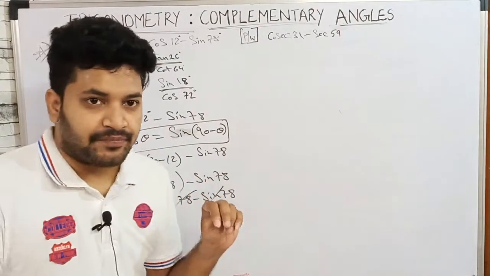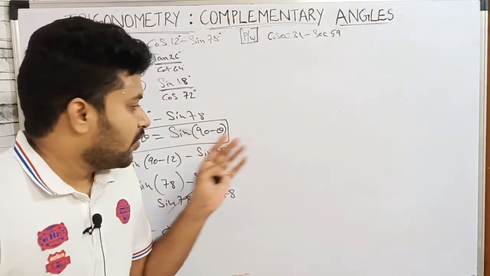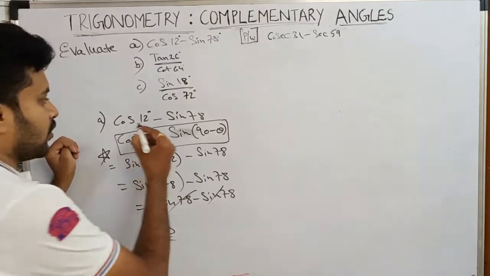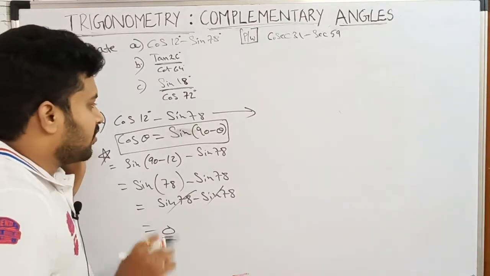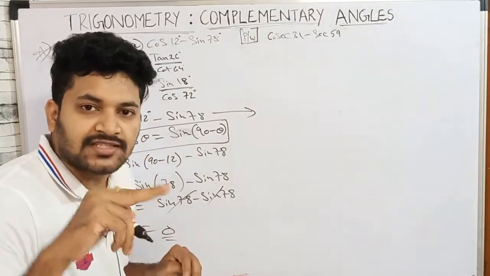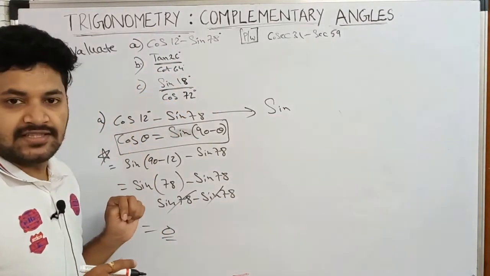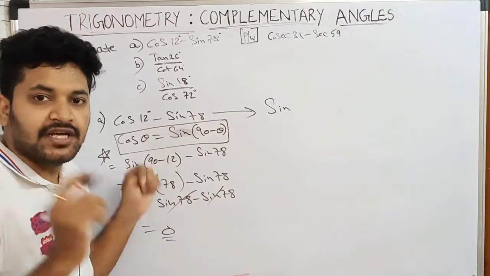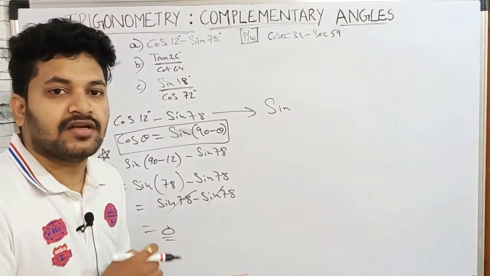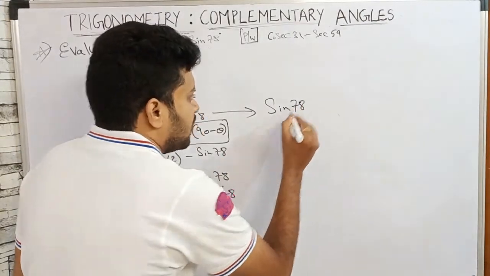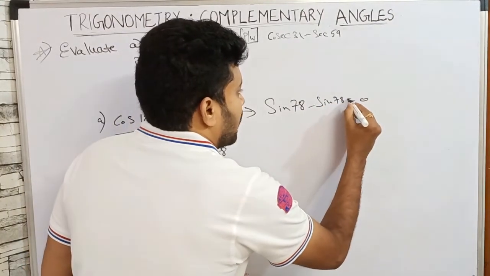And coming to bits, I don't want to do a lengthy one; it will be a 2 marks sum. If you want to do it for bits, how should you do it? Cos 12 minus sin 78. What is cos 12? Just change cos to sin. If you change cos to sin, you should change 12 also to its difference from 90. 90 minus 12, how much? 78. The remaining one, copy like that, minus sin 78. That is equal to the bit.